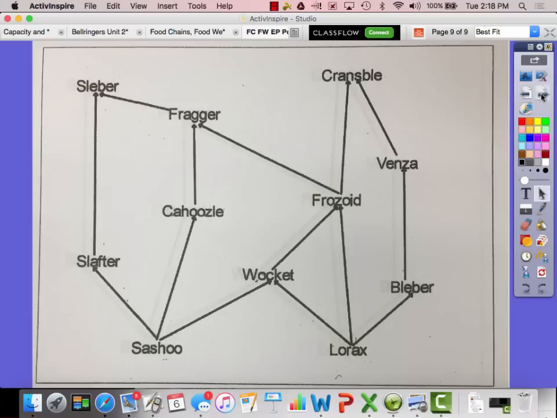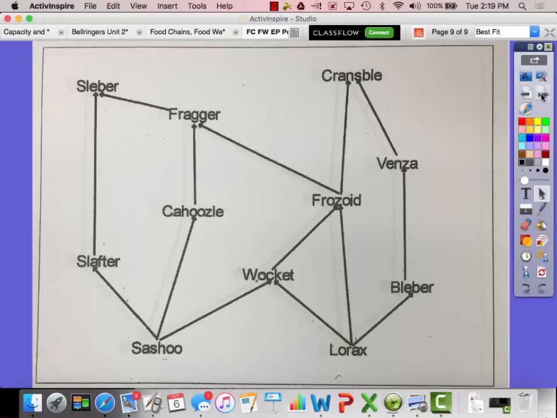Well, I know that my food web, my food chains, my food pyramids, my energy pyramids, they all start with producers. So I'm going to look at the bottom, and I see two organisms that are at the base, and their arrows are pointing away. And arrows point in the direction of the flow of energy. So the Lorax and the Sashu must be producers.